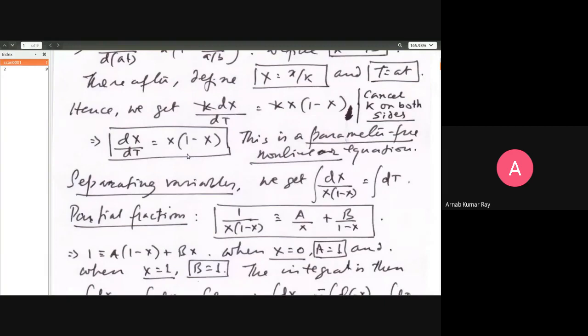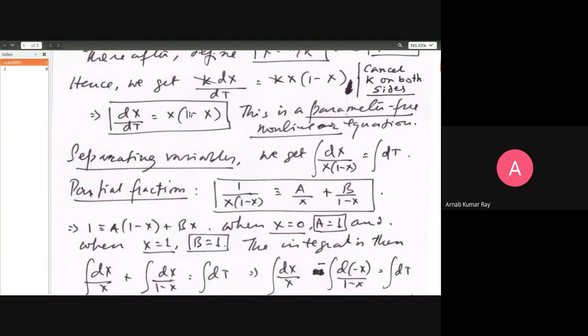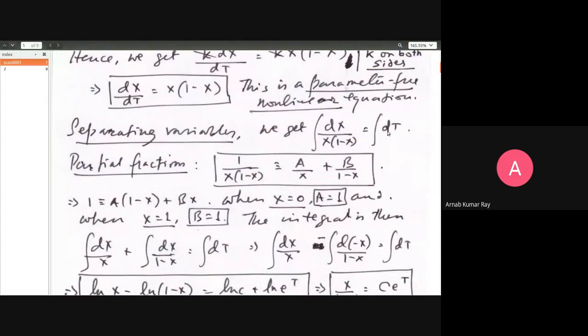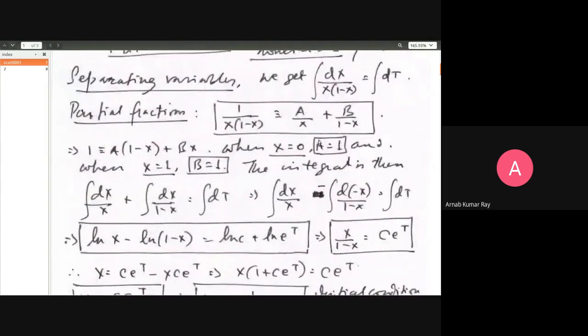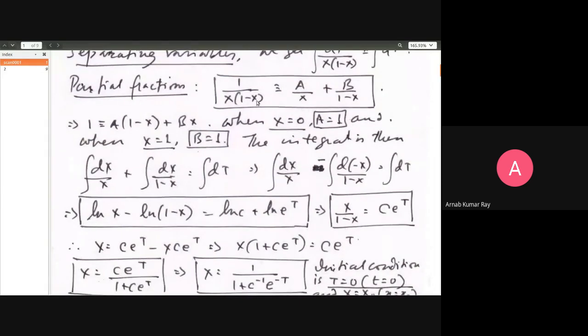Okay, now the next thing that we shall have to do is to separate variables. So take all the X type functions on one side, T type functions to the other side. And so you have dX by X into 1 minus X. I hope that you have not forgotten school lessons on partial fractions. So 1 by X into 1 minus X is to be broken into two partial fractions, capital A by X plus capital B by 1 minus X. Then you multiply this equation throughout by X into 1 minus X, and you'll get 1 is equivalent to A into 1 minus X plus BX.